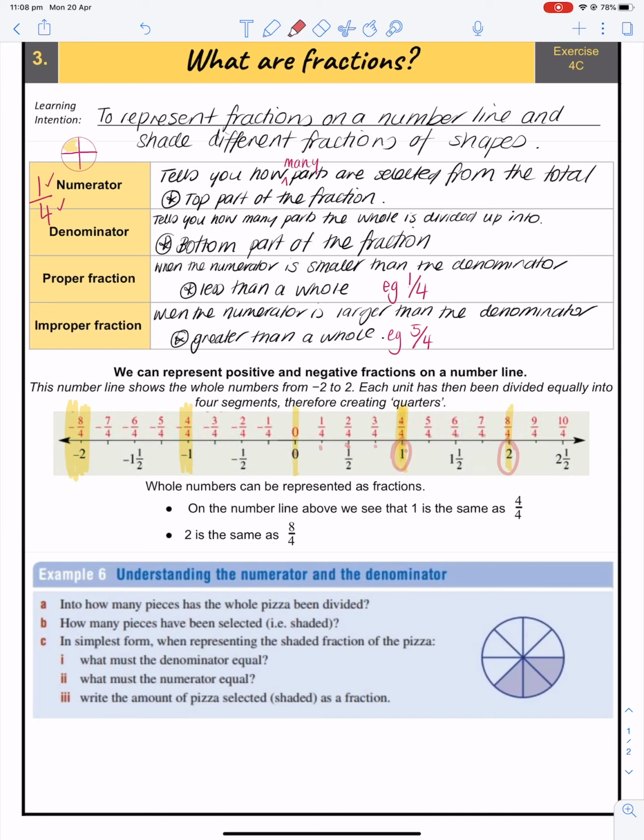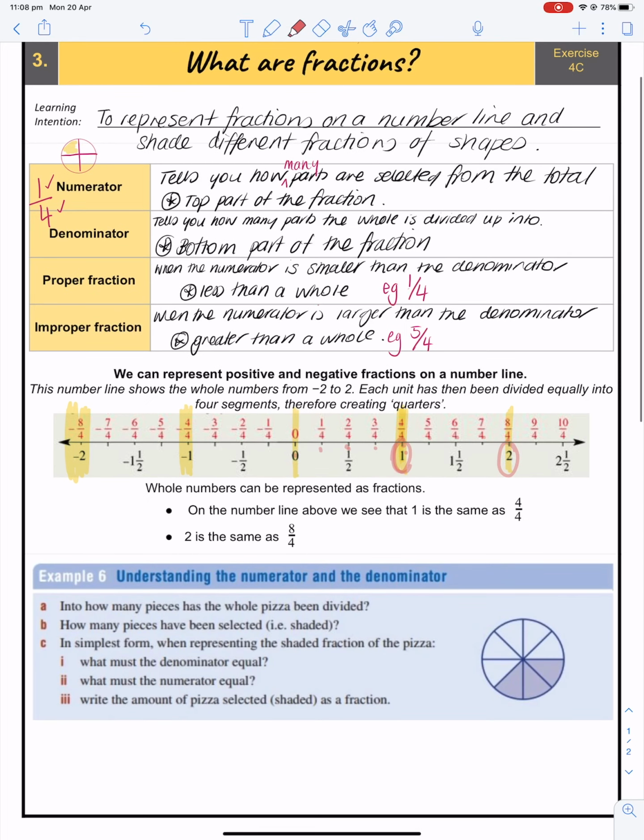Okay, so whole numbers can be represented as fractions. So for example, 2 is 8 over 4. 4 over 4 is 1. So what you look at is how many times the denominator can go into the numerator. And that'll tell you what that whole number is. Okay, so it says on the number line above, we see that 1 is the same as 4 over 4.